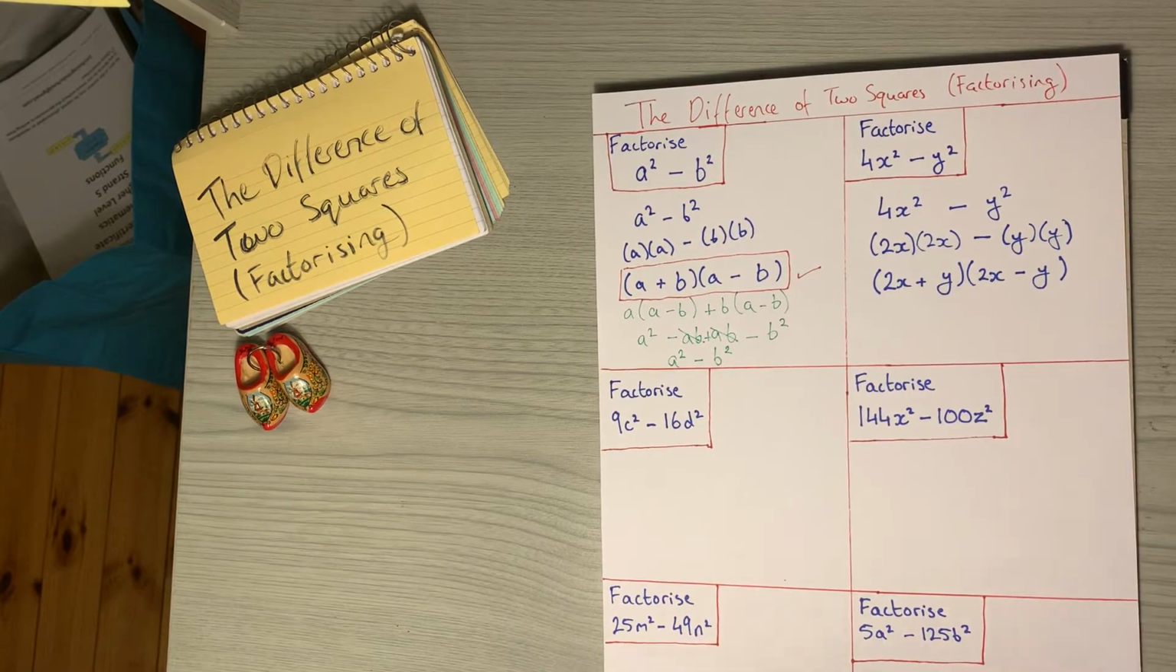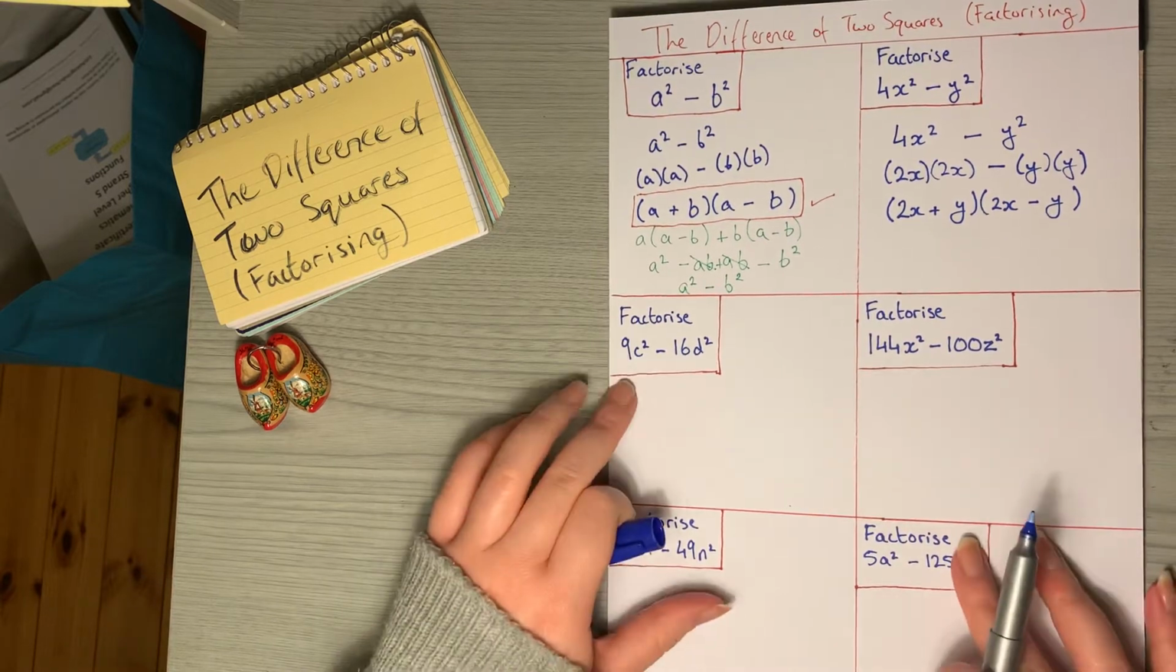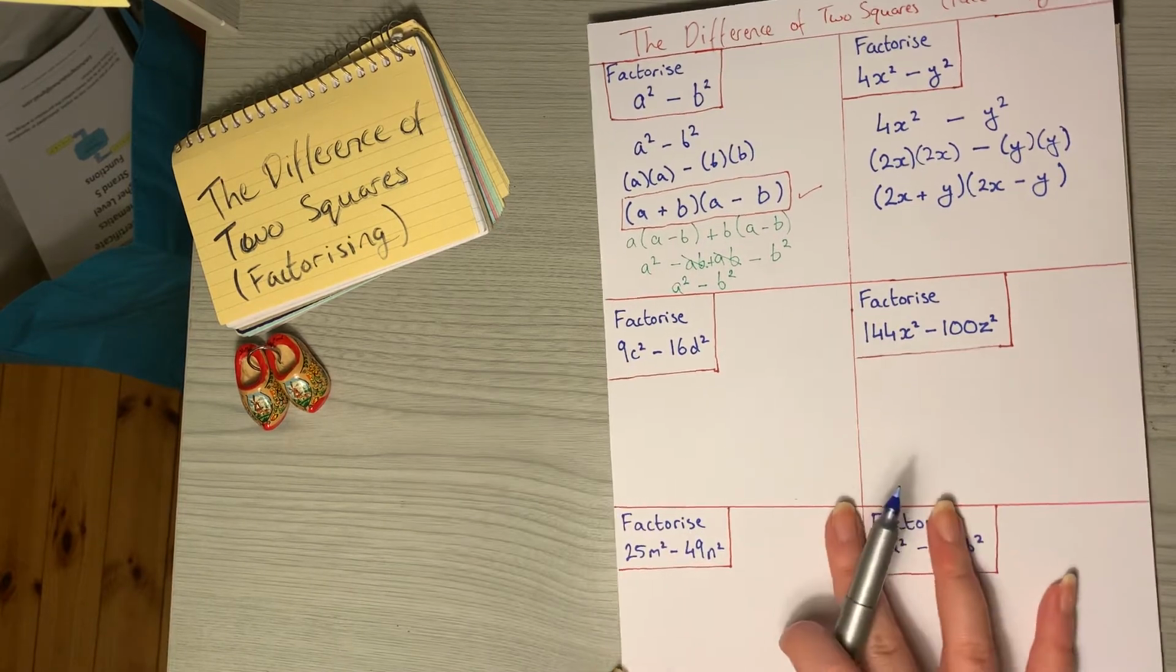All right. Let's have a look at the next one. So we have 9c squared minus 16d squared.